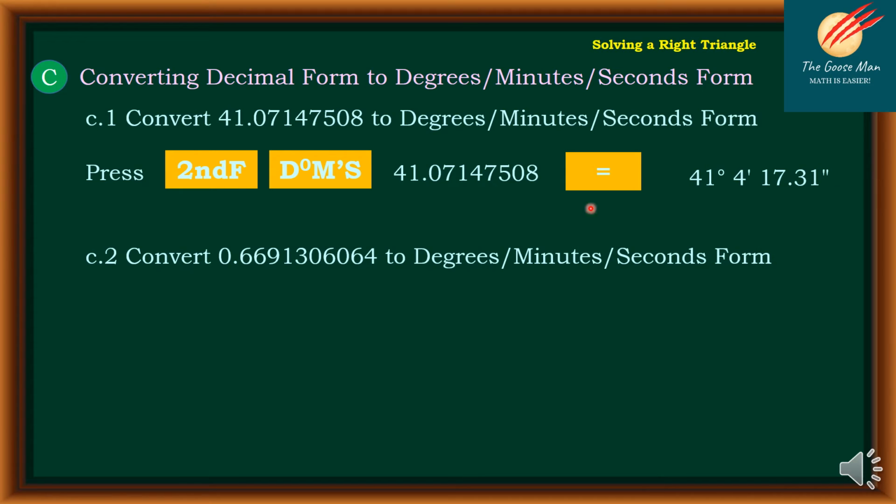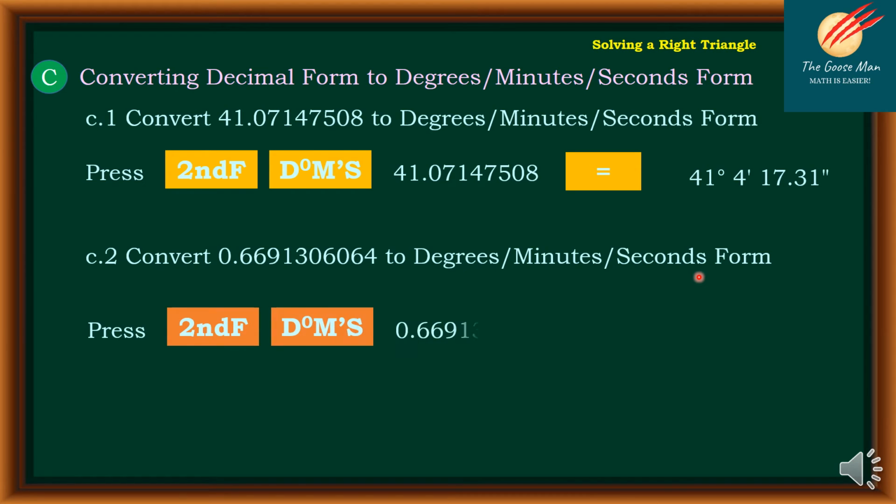On the other hand, if you would like to convert 0.669130664 to degrees, minutes, seconds form, again, press second function, DMS, then we will press the number 0.669130664. Then don't forget to put equal sign, and we will have now 0 degree, 40 minutes, and 8.87 seconds.